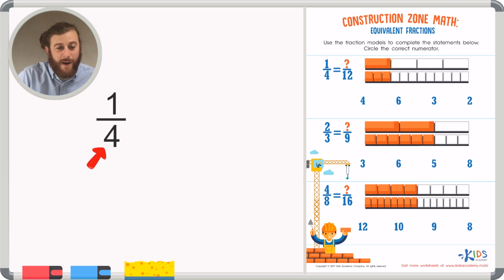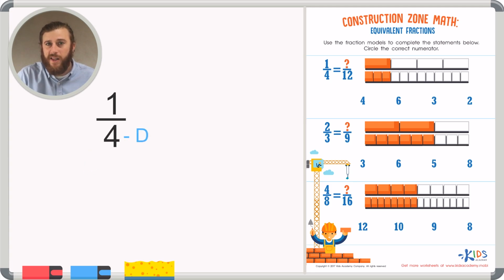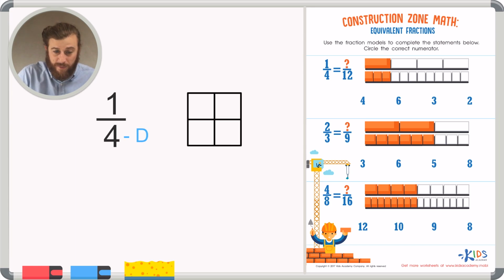4 is the denominator, or the bottom number. That shows you how many pieces a fraction is broken up into. For this fraction, I know that it's going to be broken up into 4 equal pieces. The top number is the numerator. The numerator tells me how many of those pieces are shaded in. In this fraction, 1 is shaded in.